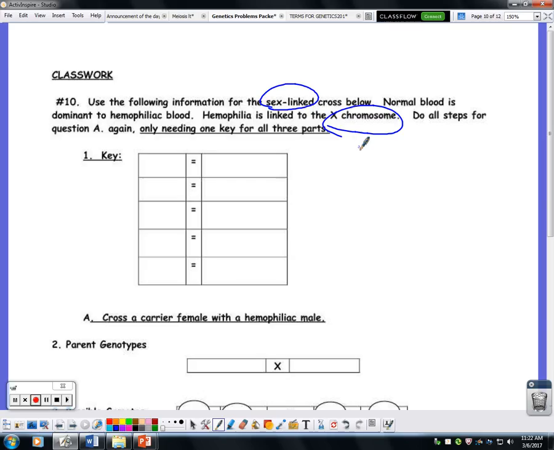Because the Y is not the same thing. We'll see that in a second. Do all the steps, again, needing only one key. Okay, this used to be a worksheet where there's more than one problem based on this.